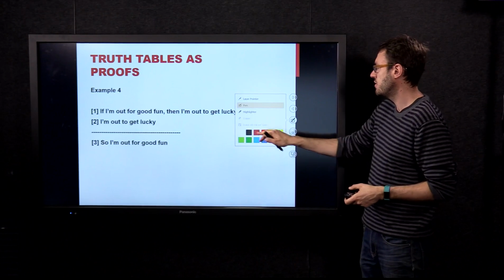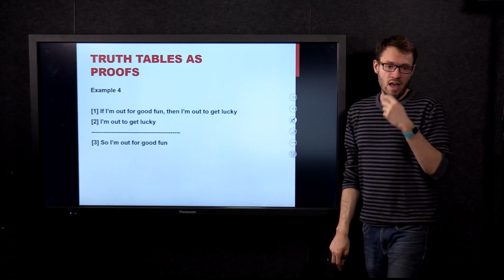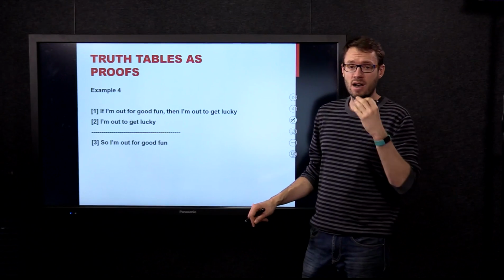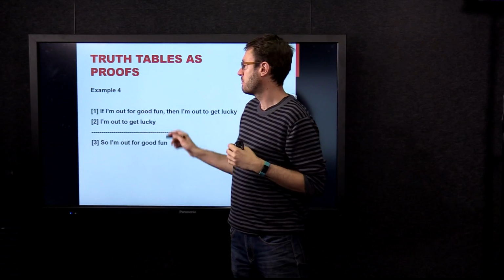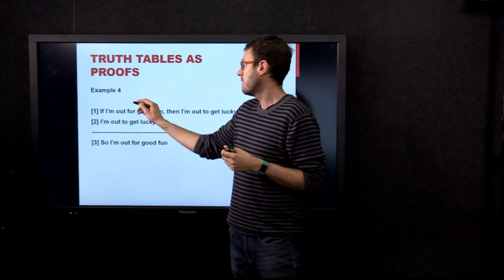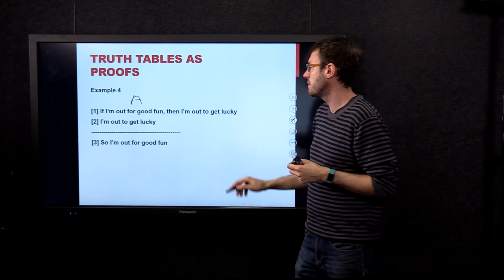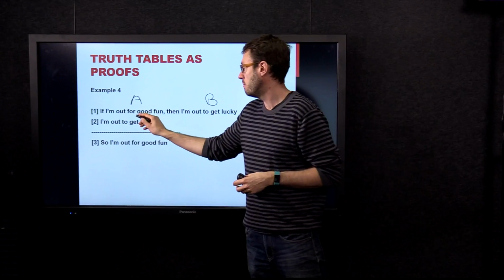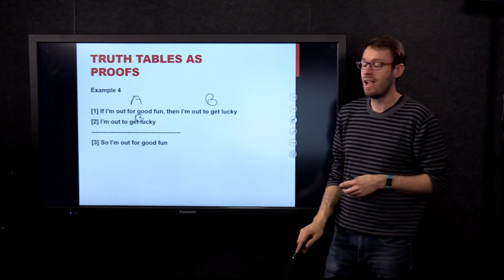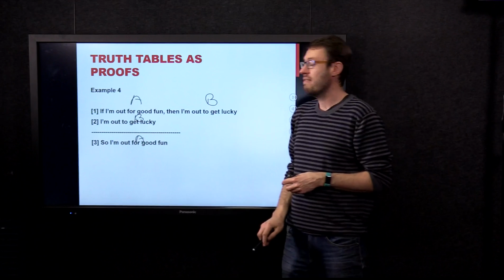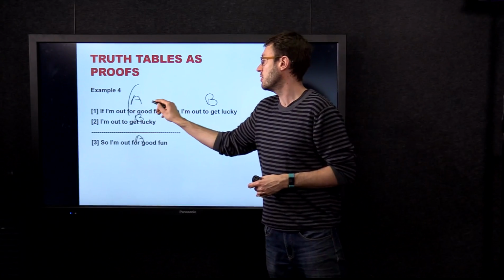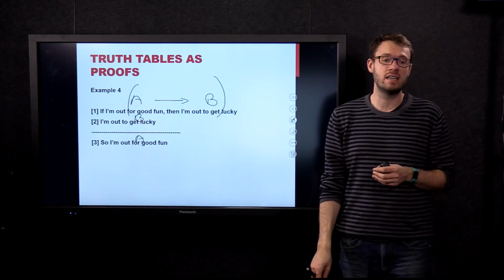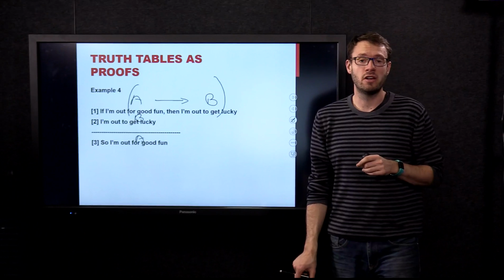Okay, so let's start with the translation step. Remember, what we're looking for are basic propositions, things that can be true or false, but that don't have any parts that can be true or false. So let's consider this first proposition. If I'm out for good fun, we're going to call that one A. Second proposition, I'm out to get lucky. We're going to call that proposition B. Proposition B turns up as our second premise as well, and then our conclusion is A. And the logical structure of that first premise is a conditional. If I'm out for good fun, then I'm out to get lucky. I am out to get lucky, so it follows that I'm out for good fun.